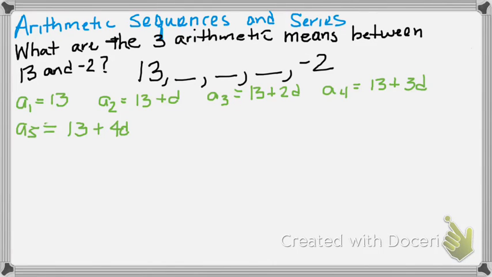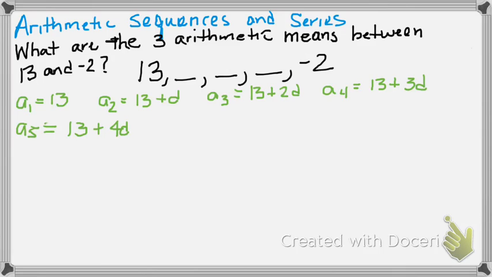All right, this arithmetic sequences and series problem is asking: what are the three arithmetic means between 13 and -2? So what you want to do is set up your two numbers, 13 and -2, and leave 3 blanks between the two. Your first term is 13, so a sub 1 is 13.